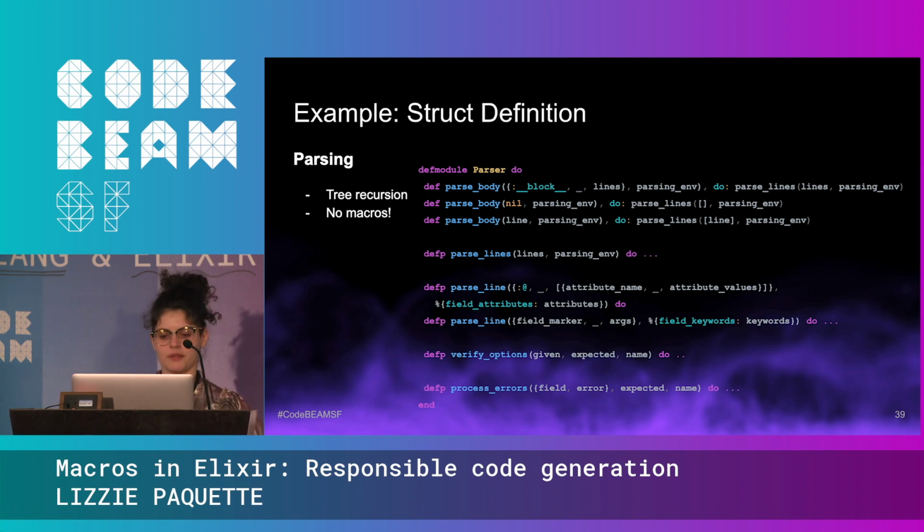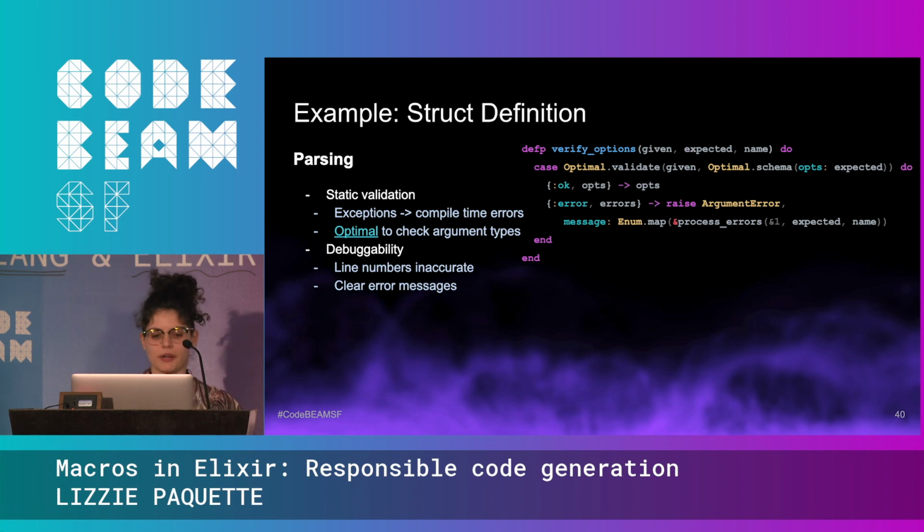Again, a lot of code, but what's important to take away from this parsing chunk is that there are actually no macros in the parsing code. It's all just happening by recursing the AST and building up a map. There's nothing here that's particularly special. So it's just regular old Elixir code.